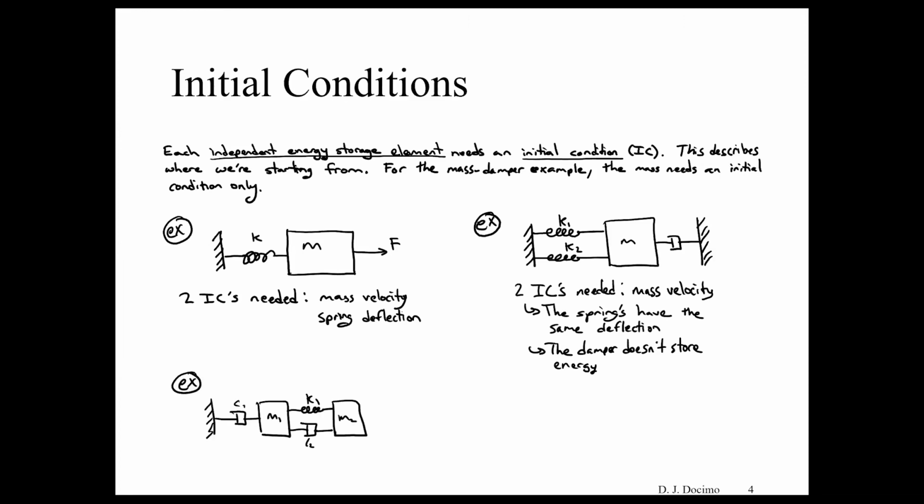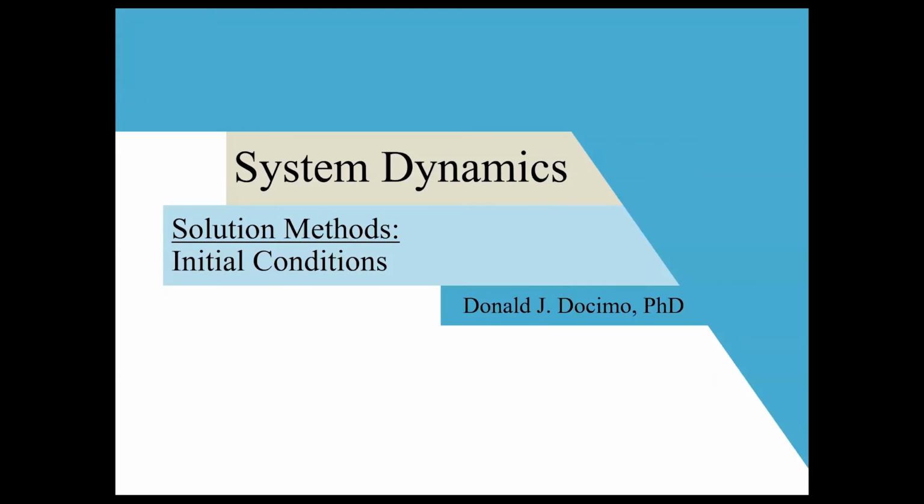Now, if we have a mass connected to a damper and on the other side it's connected to a mass spring damper system, how many initial conditions do we need for this system? We need three. We need two velocities, one for each mass, and then we need to know what that spring deflection is. And that covers initial conditions.